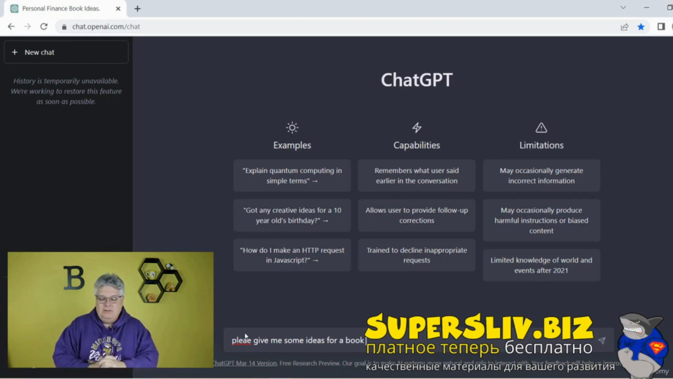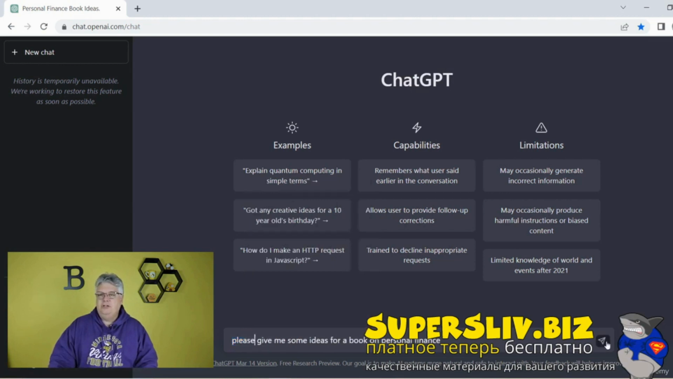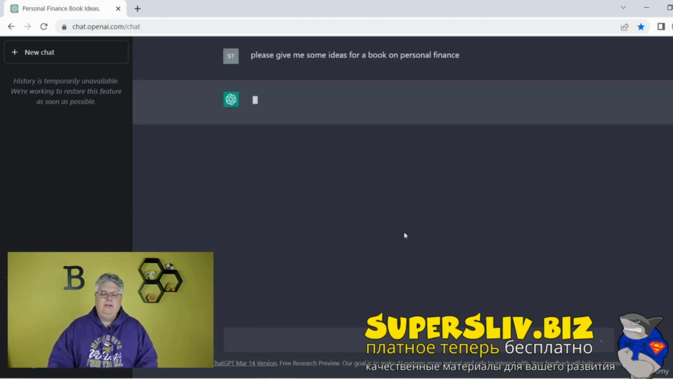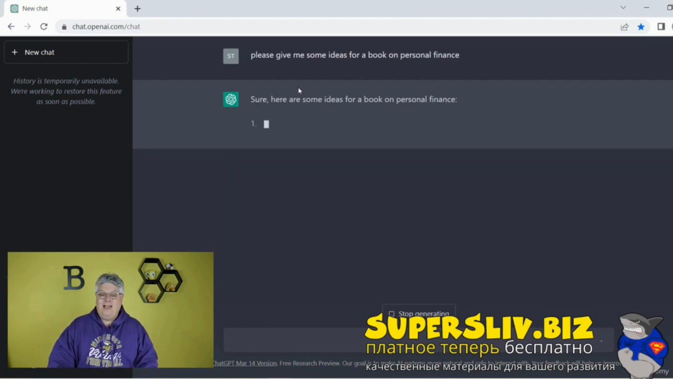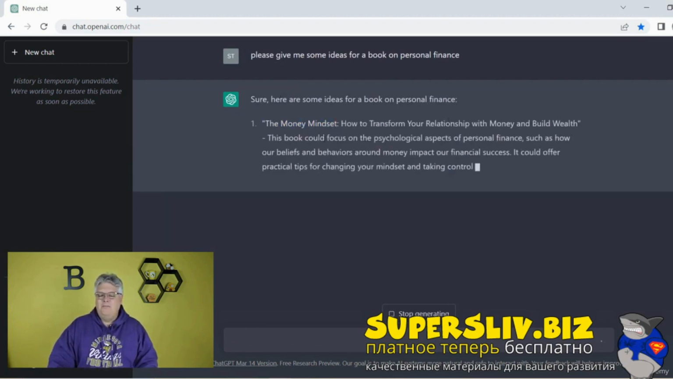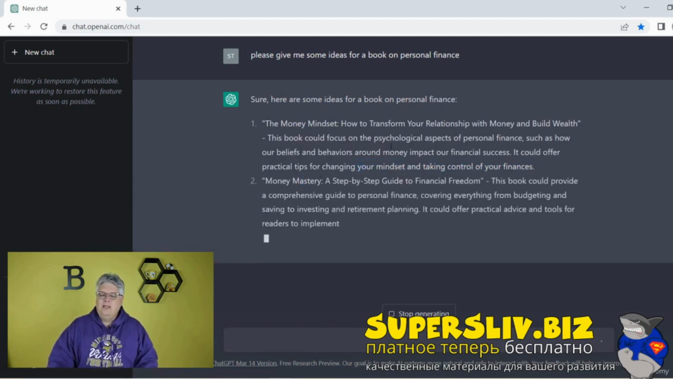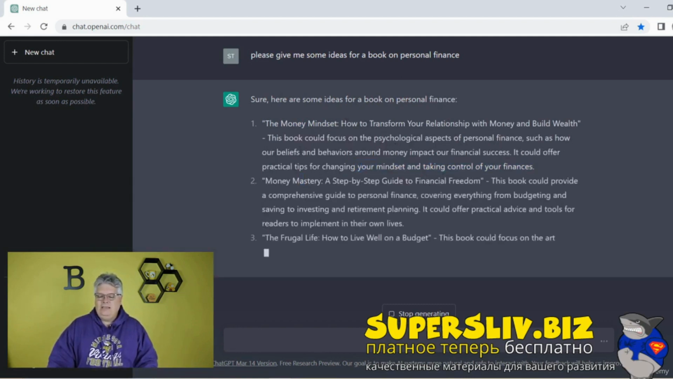So if I say just, please give me some ideas for a book on personal finance, personal finance is a big category, right? So I'll just hit the submission here, or I could hit the enter key, and you'll think for a second here, but look how fast it is. It's already coming back with stuff. It's almost giving me a little bit of title stuff, like the money mindset and money mastery to financial freedom. But this is all getting different ideas, frugal life.